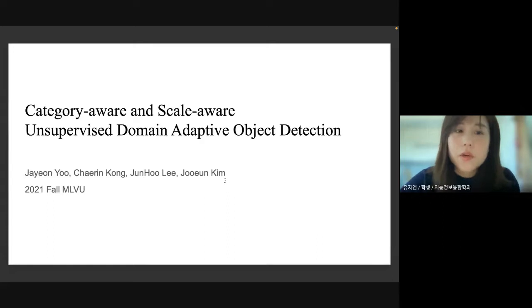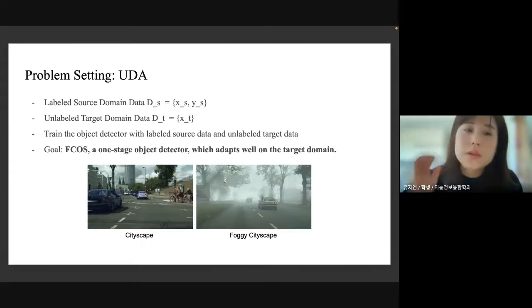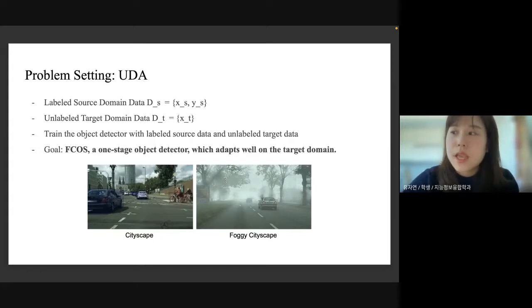We studied category-aware and scale-aware unsupervised domain-adaptive object detection. First, let's look at the problem setting for UDA. In the problem setting of UDA, there are two similar but different domains, source and target, and our goal is to train an object detector to adapt well on the target domain with labeled source domain data and unlabeled target data.